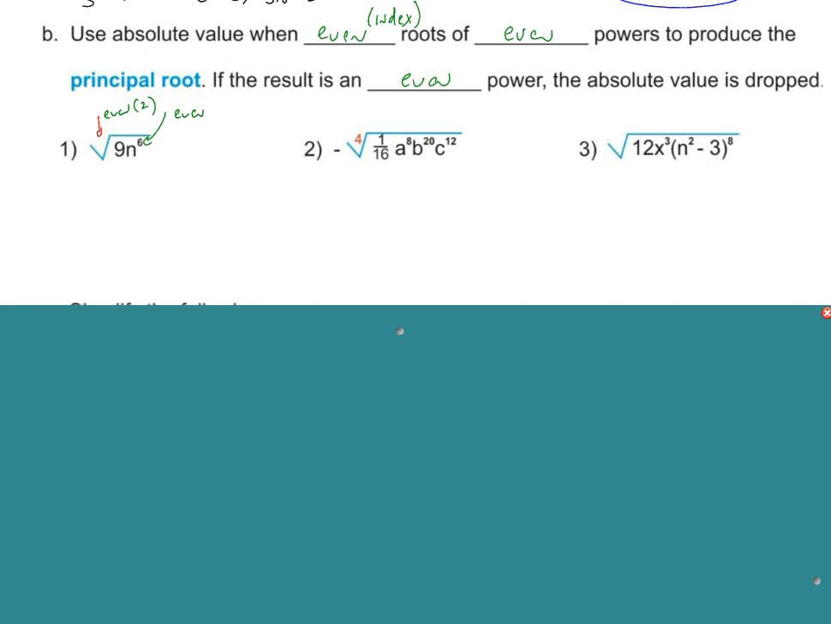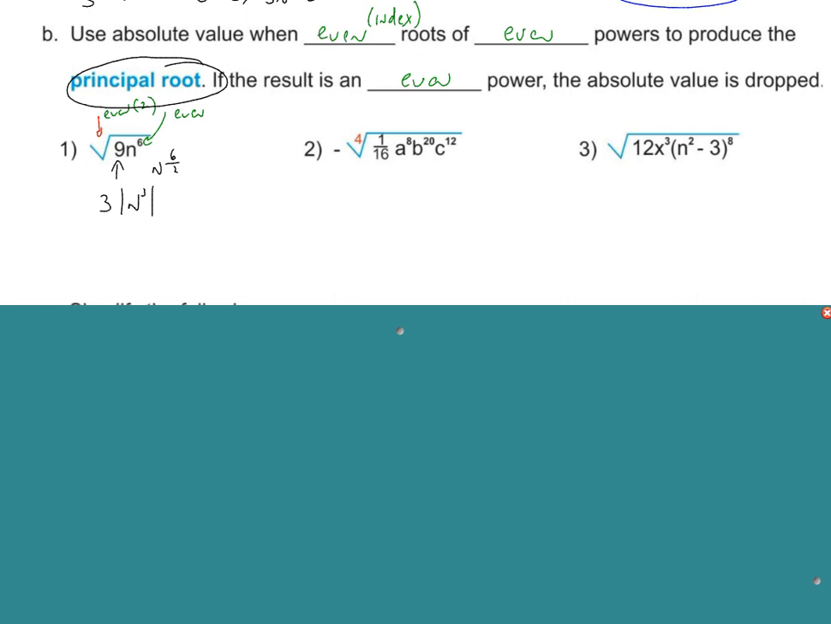So therefore, the square root of 9 is 3. The square root of n to the 6th is n to the 6th divided by 2, or n cubed, right? But we need to do the absolute value. So it's 3 times the absolute value of n cubed. This is when we're only after the principal root, the positive part, and this is the way to get it to be positive. That's all this is. It's the way to negate the negative possibility. Why? Because variables are variables and we're trying to solve bigger things.